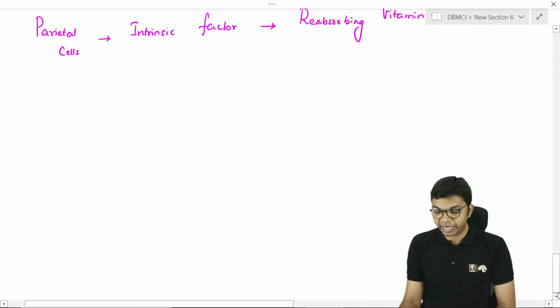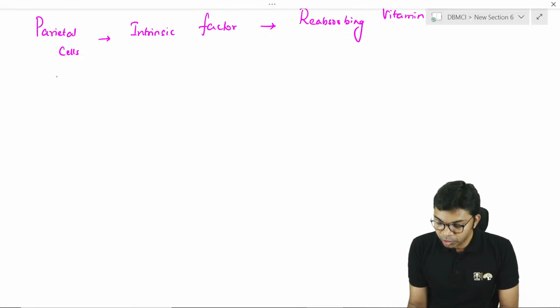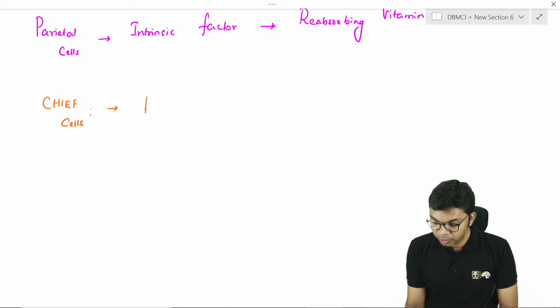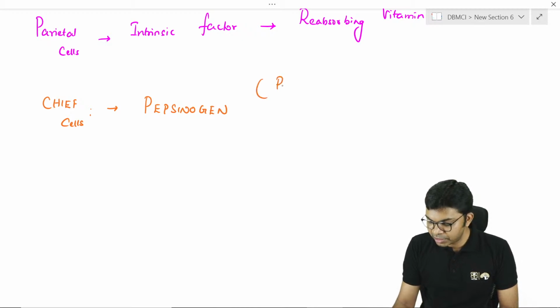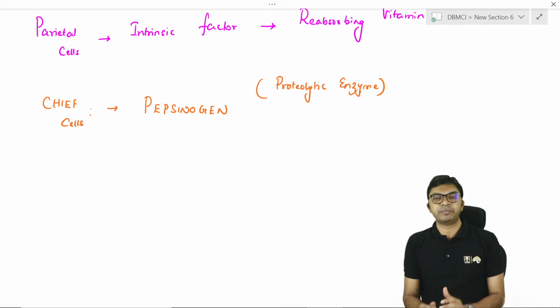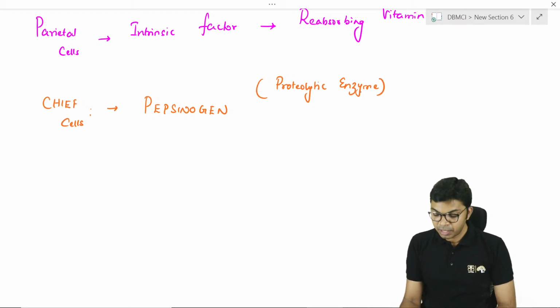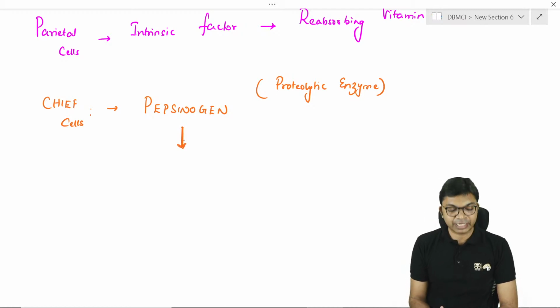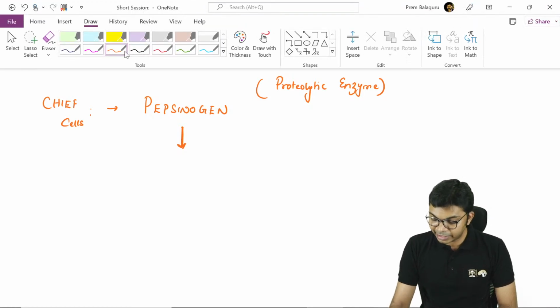Now, apart from parietal cells producing intrinsic factor, we also have chief cells. Chief cells are involved in production of a proteolytic enzyme called pepsinogen. At the outset, please understand, pepsinogen is a proteolytic enzyme designed to break proteins. Pepsinogen is an inactive enzyme. Please remember, it is an inactive enzyme.